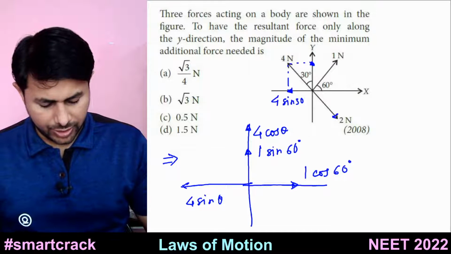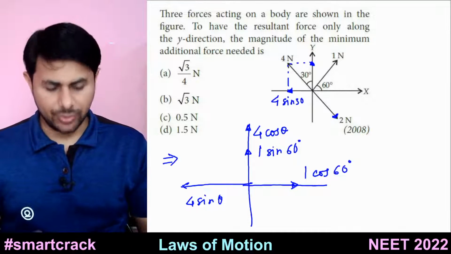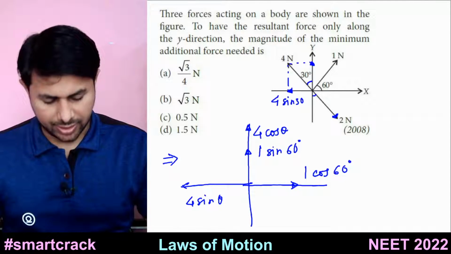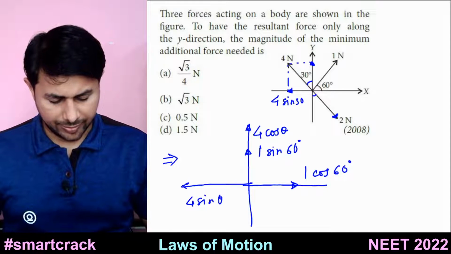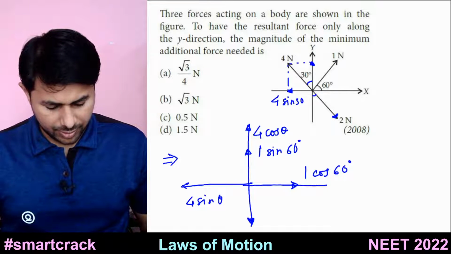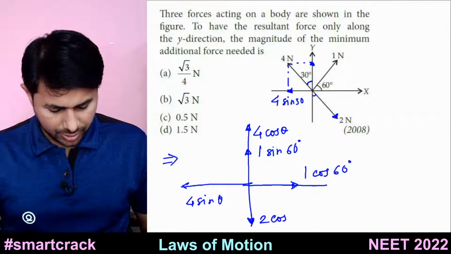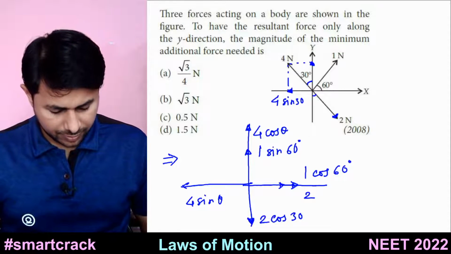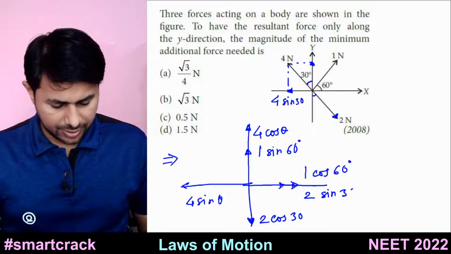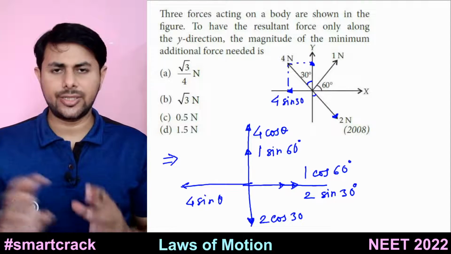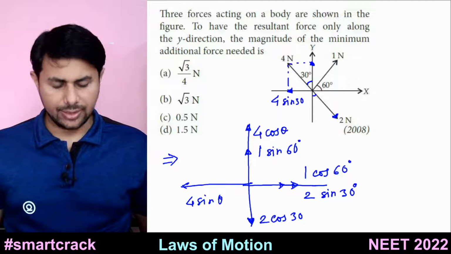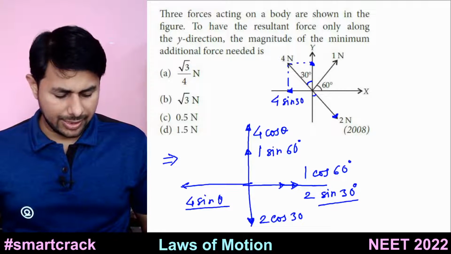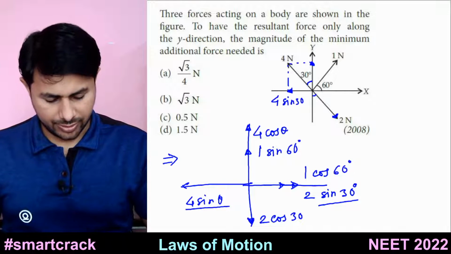And then we have this 2 newton force. It can be resolved in two components. Since this angle is 30, this angle must also be 30 because these are vertically opposite angles, right? So this component should be 2 times cos 30, and the component along this direction should be 2 times sin 30. And what do we want? We want the resultant force in the y direction only. That means we need to apply a force in the x direction to balance out whatever leftover force is there in the x direction.